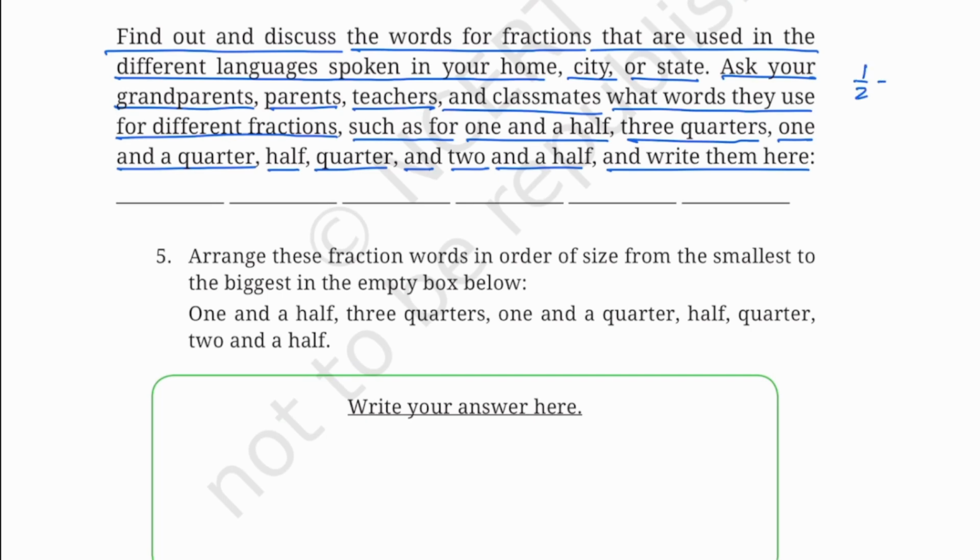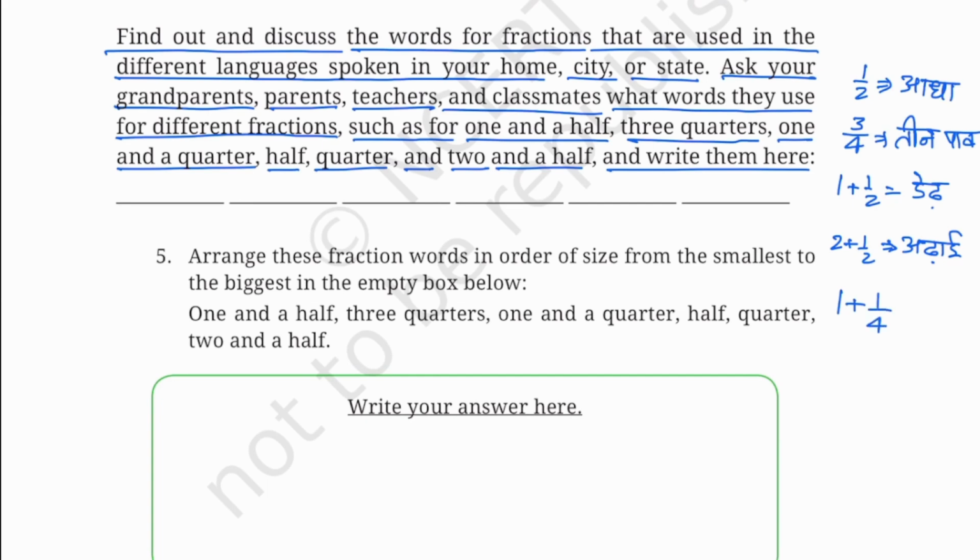In Hindi, half is said as adha, 3 by 4 is said as teen pav, similarly 1 and a half is dedh, 2 and a half is dhai, similarly 1 and 1 by 4, that is 1 and a quarter, is sawa.